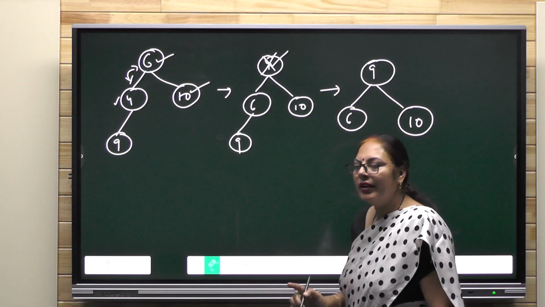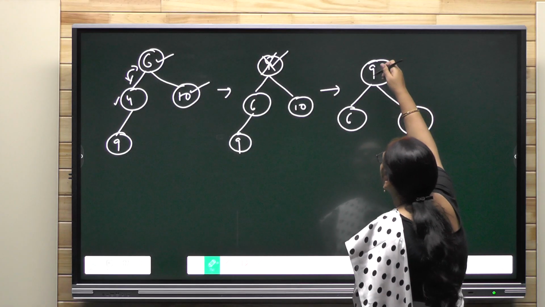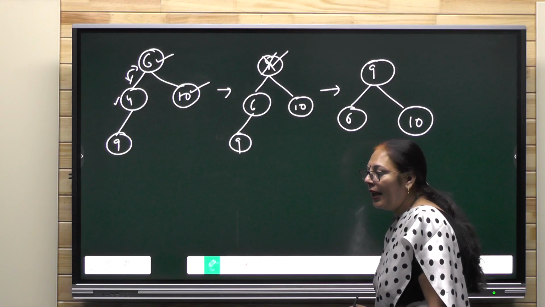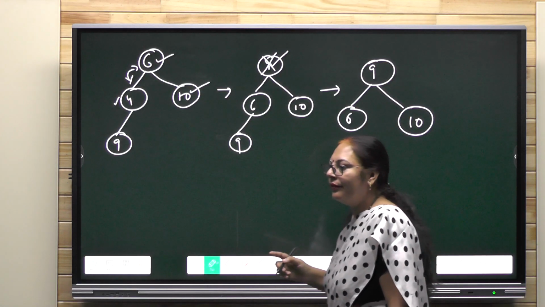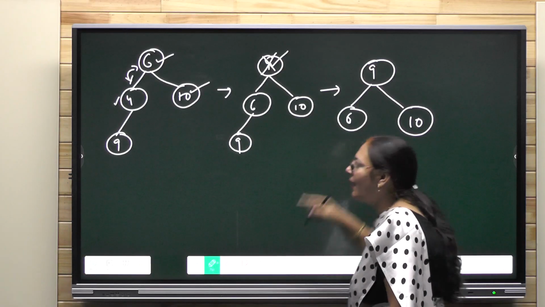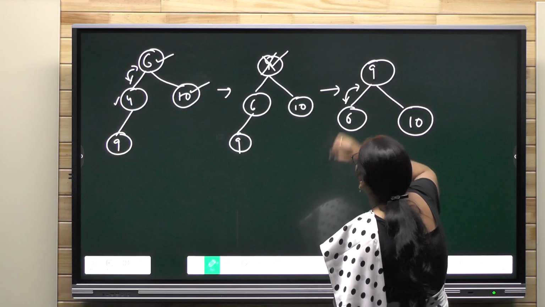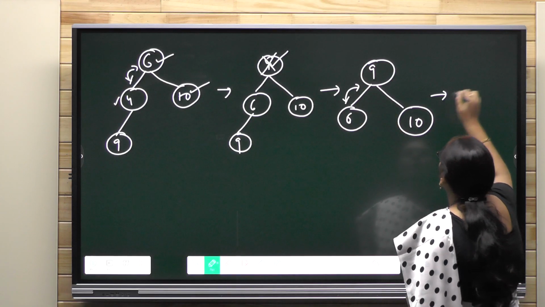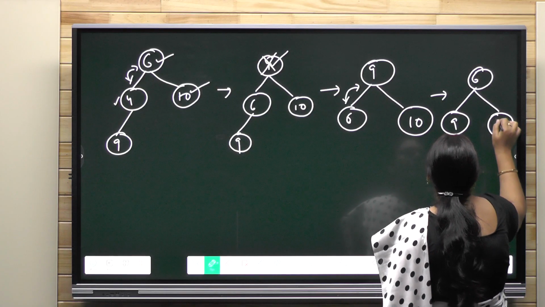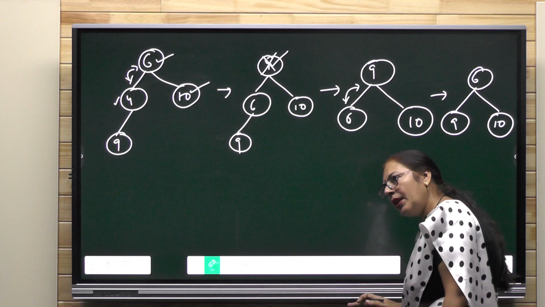We have to check whether it is a min heap. No, it is not a min heap because 9 is greater than 6. According to min heap, the parent node will be smaller than its descendants, but 9 is greater than 6. So basically 6 is going to replace 9. So 6 will sit at the top, 9 will be here, and 10 will be here. Now it is a min heap. So we have got the min heap.